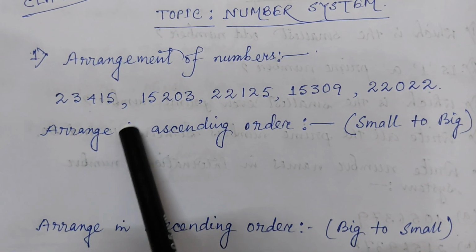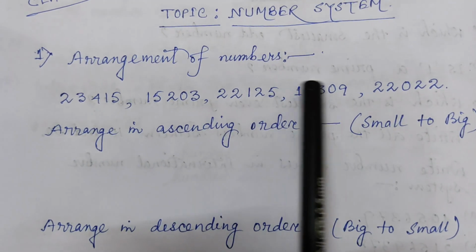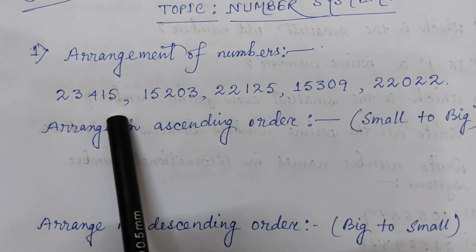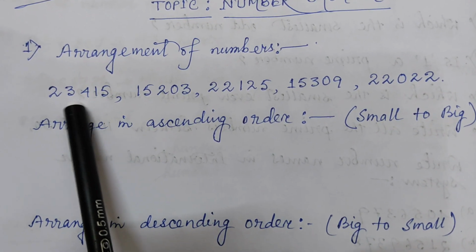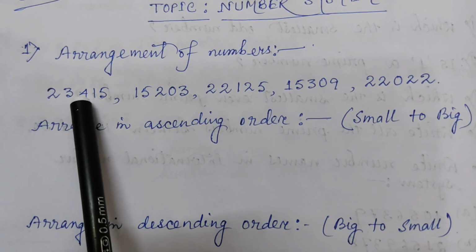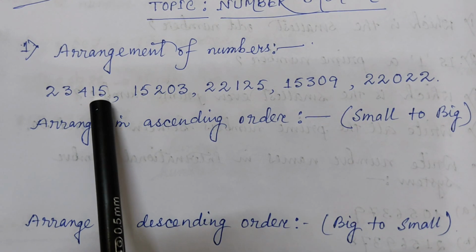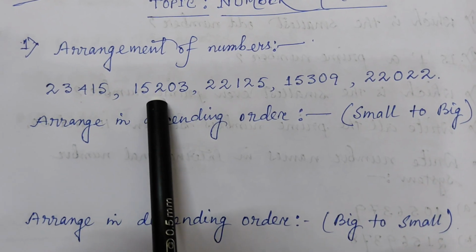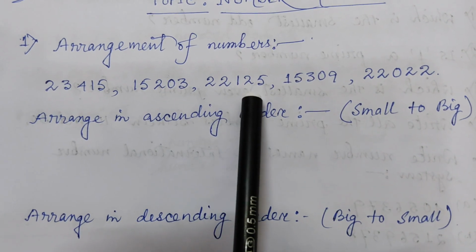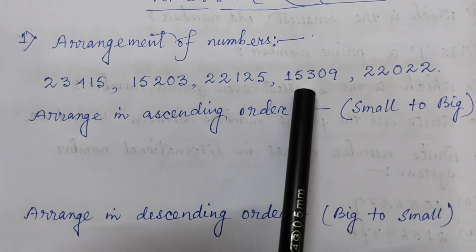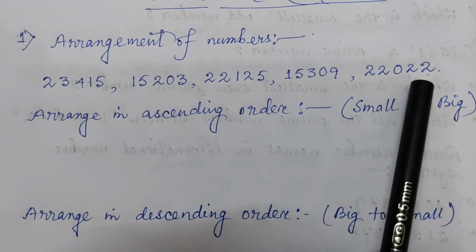So here I have taken one example, one set of numbers. You can see, already you have done the place value chart. So the first number is 23,415, 15,203, 22,125, 15,309, 22,022.